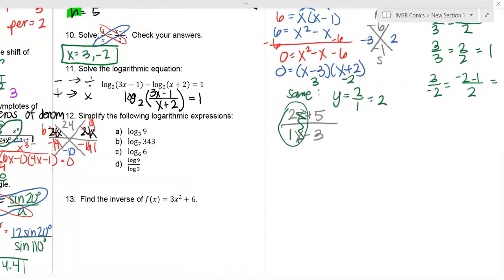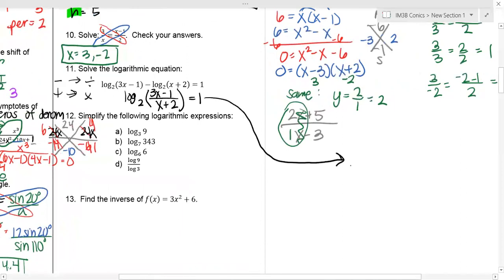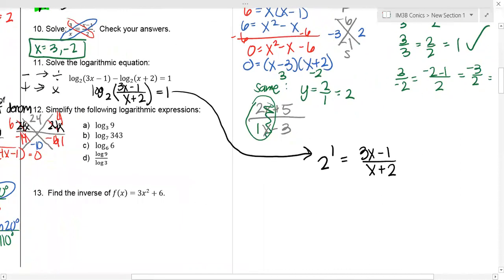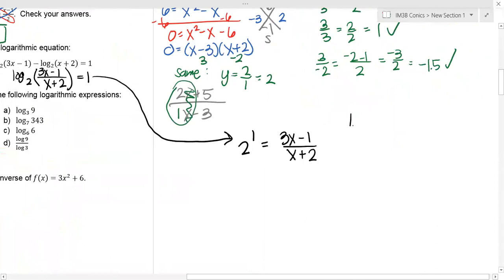So from here, what I have to do is switch it into exponential form. So one thing to remember is that this in exponential form is equivalent to 2 to the 1 power equals 3x minus 1 over x plus 2. Okay, so remember that when we had something like this, log base b of x equals y, that was equivalent to b to the y equals x. And so I use that property in this step.